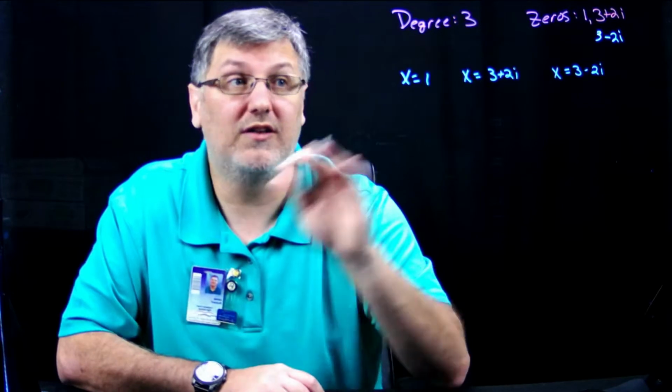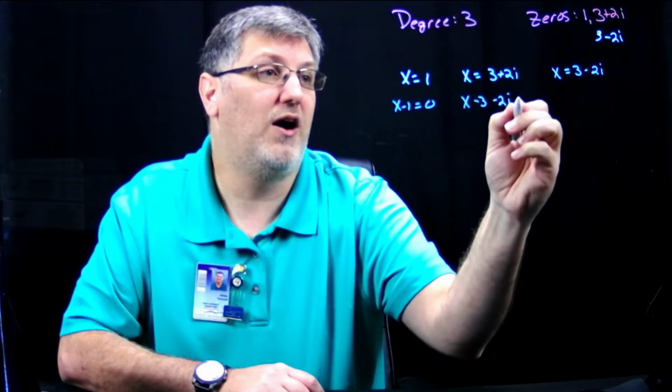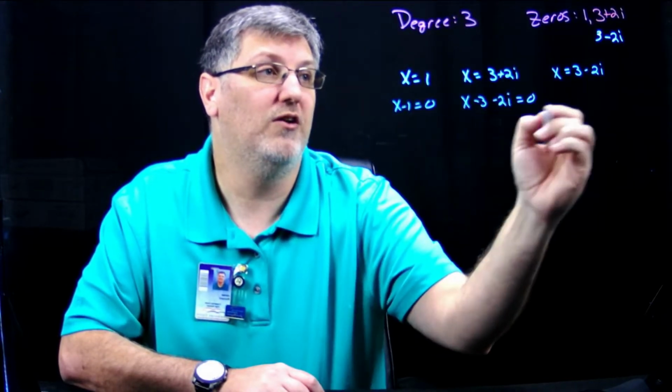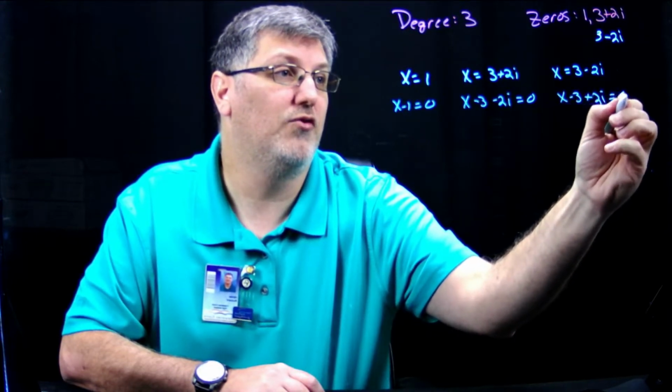Now, we are going to go ahead and solve this exactly the same way we've done all the other ones, the way we've written all the other polynomials. We're going to do x equals 1, x equals 3 plus 2i, and then x equals 3 minus 2i. And we're just going to get these all set equal to 0. So I have x minus 1 equals 0, x minus 3 minus 2i equals 0, subtracting both of these. And then x minus 3 plus 2i equals 0.